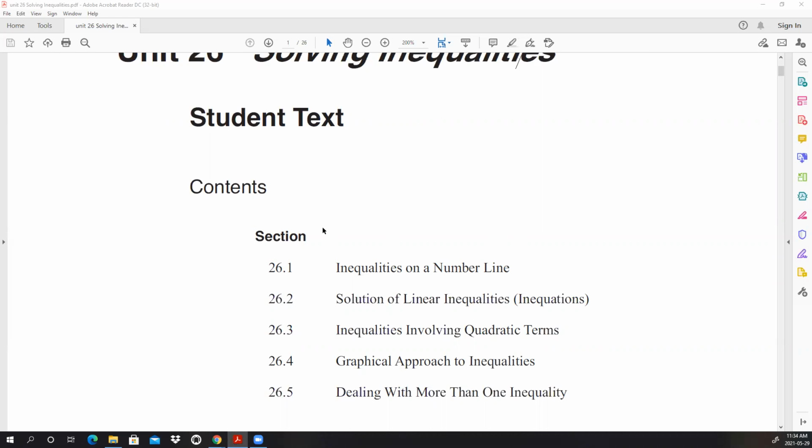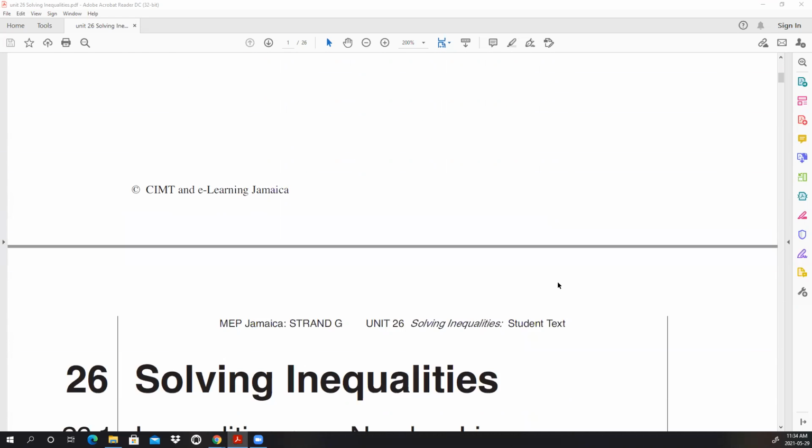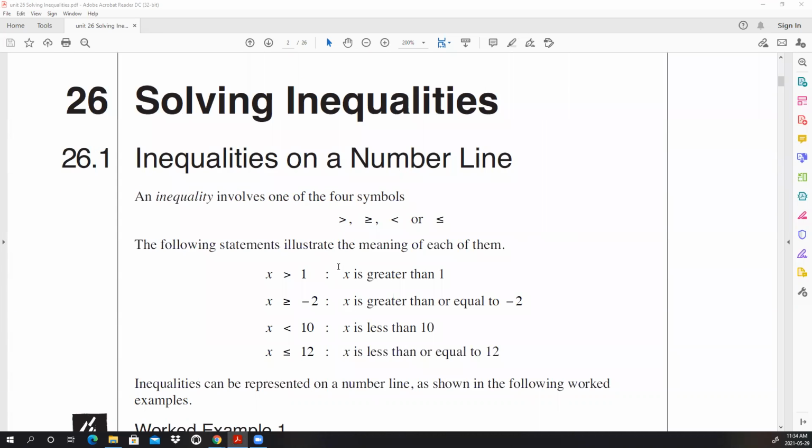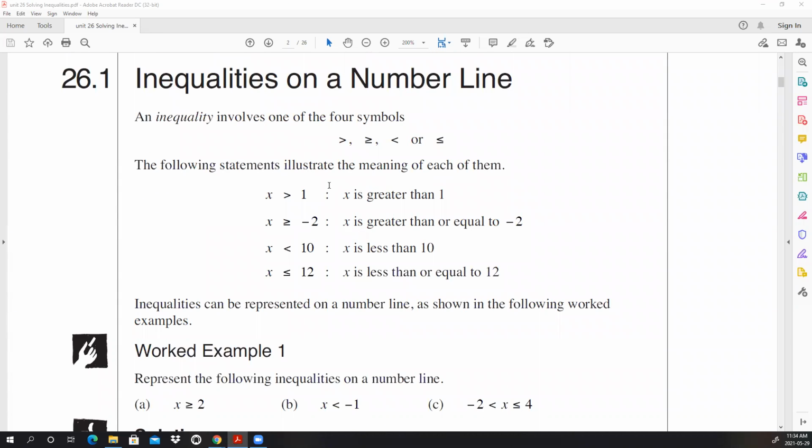Right? Cool. So quickly, solving inequalities. We would have looked at some of these already. An inequality involves one of four symbols. The following statements illustrate the meaning of each of them. X is greater than 1, and they give it in words right here. X is greater than or equal to -2. X is less than 10. X is less than or equal to 12.